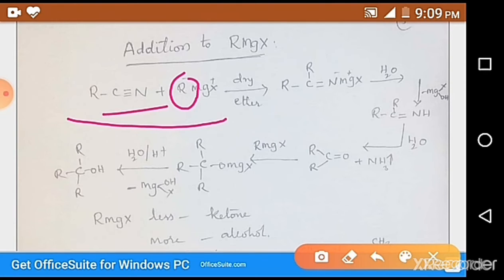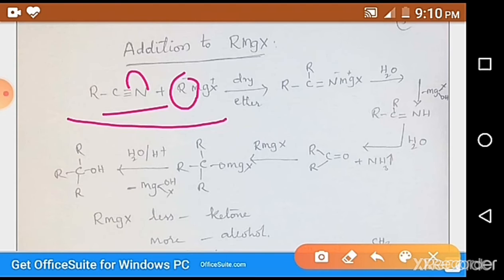In the cyanide, carbon is electron deficient due to the pi bond attached to nitrogen. Because of nitrogen's high electronegativity, this pi bond is attracted towards nitrogen. That's why our R group adds to carbon, and a new C-C bond is formed.